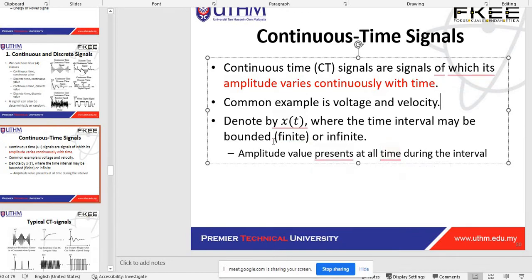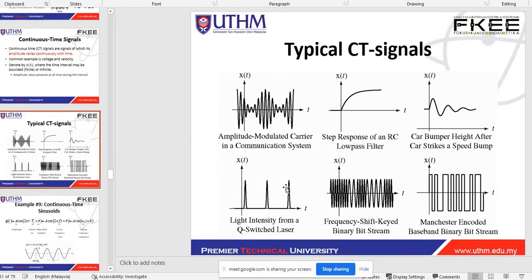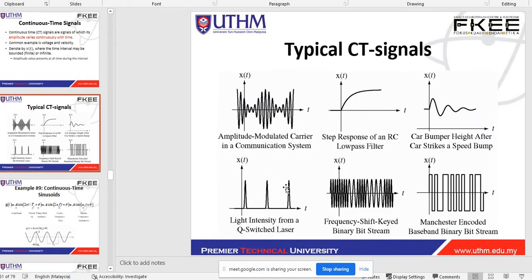The time interval may be bounded. Bounded means it is finite, and unbounded is infinite. For example, the amplitude value is present at all times during the intervals. Here is a typical example of a continuous time signal. For example, this one is periodic, the same pattern repeats again. So this is an amplitude modulated carrier in a communication system.